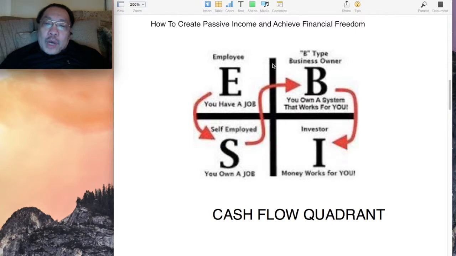If you look at the quadrant, it's divided into four: E, S, B, and I. The E stands for employee, which means you have a job. If you're reporting to a boss and going in 9 to 5, Monday to Friday, or whatever hours and days you work, and it pays you a certain amount of money, that's a job. It's not going to get you to financial freedom very quickly.